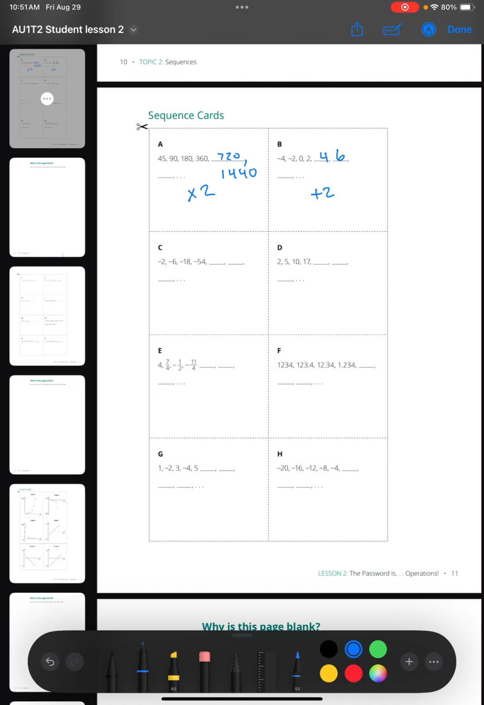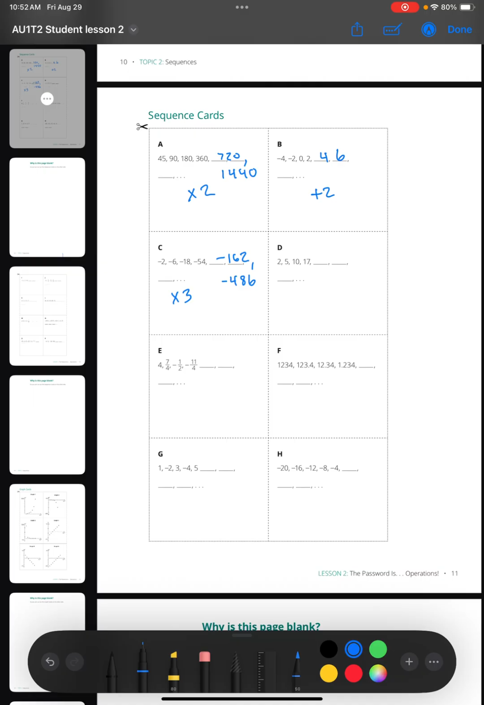For C, we are being multiplied by 3. So -2 times 3 is -6. -6 times 3 is -18, and so on. So for C, the next 2 in the series, if we did -54 times 3, we get -162. And if you do that times 3, we get negative 486.